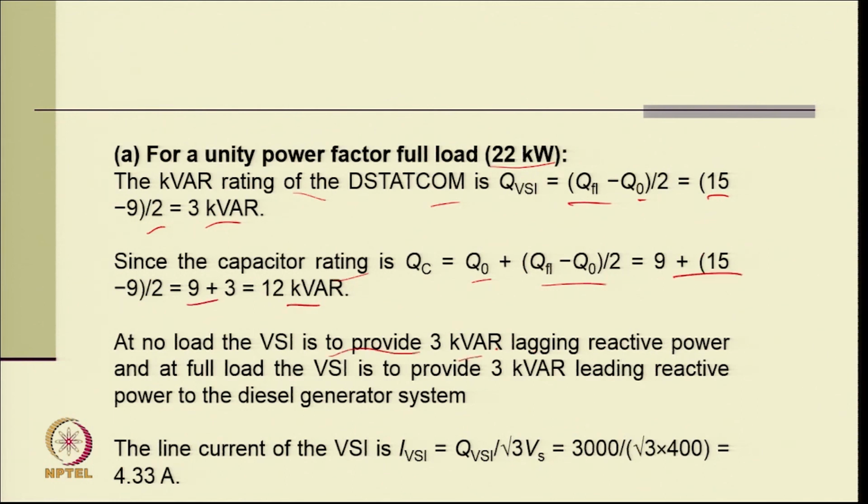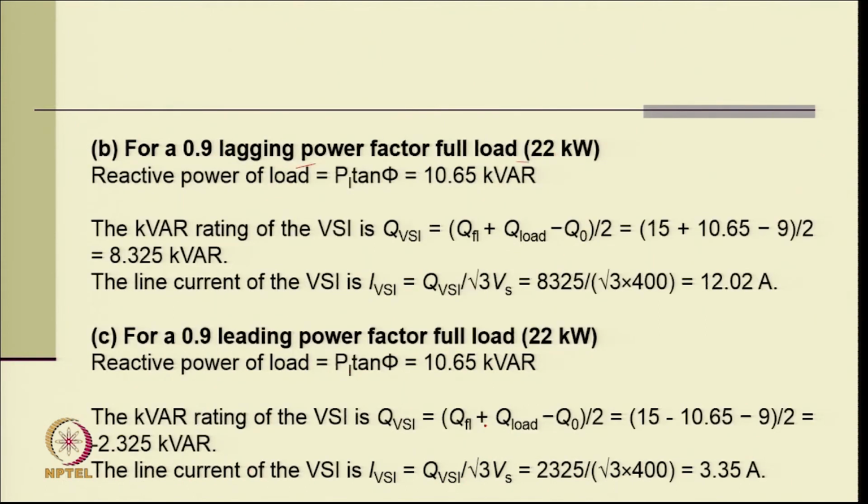So, at no load the VSI is providing 3 kVAR lagging reactive power. At full load, it provides 3 kVAR leading reactive power to the diesel generator set, and the line current typically comes to 3000 divided by root 3 times 400, it becomes 4.33 ampere. And for 0.8 lagging power factor load of 22 kilowatt, the reactive power of the load is 10.65 kVAR, and the kVAR rating of the VSI is typically calculated as 8.325 kVAR, and the line current of the VSI is Q upon root 3 V. So, it comes 12.02.